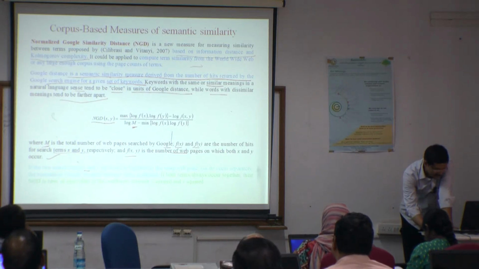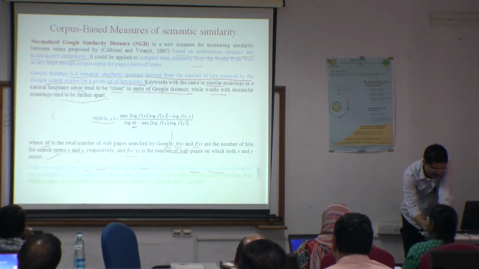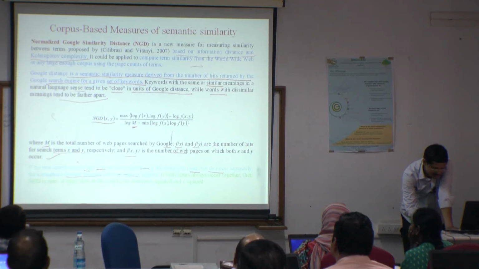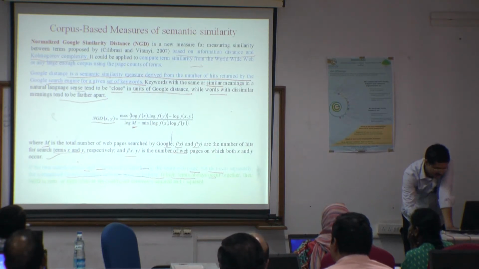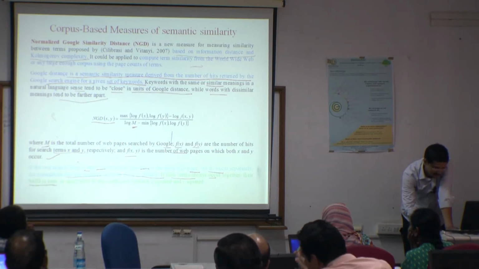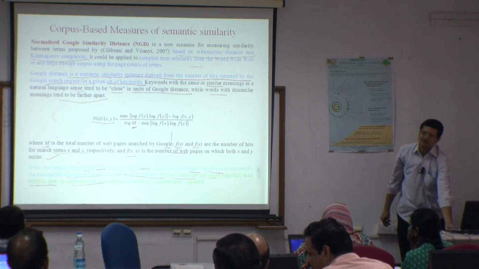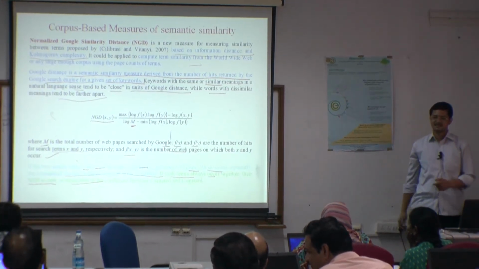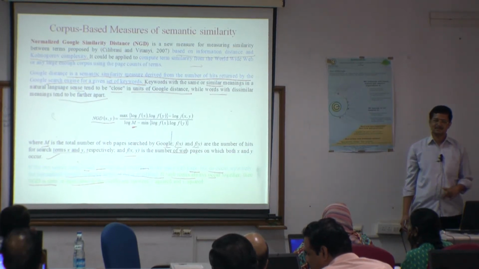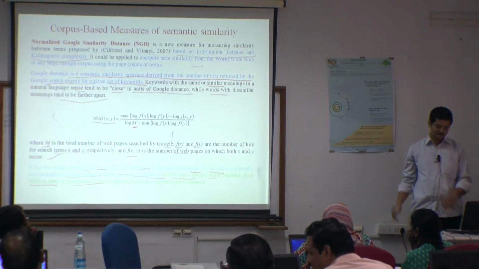If two search terms x and y never occur together in the same page but do occur separately, the normalized Google distance between them is infinite. If both terms always occur together, their normalized Google distance is 0. So this is the margin to calculate the normalized Google distance, meaning the minimum and maximum margin.